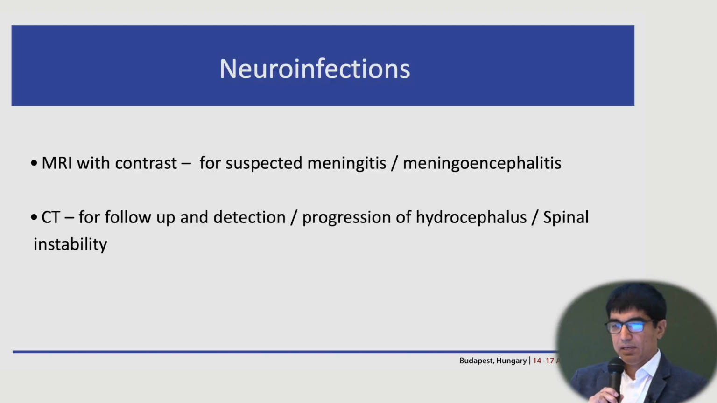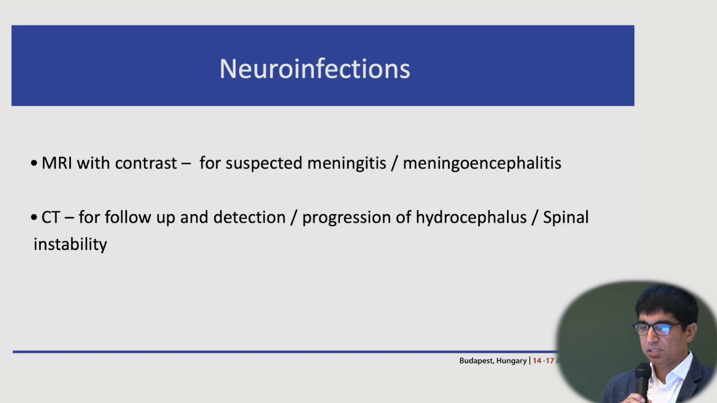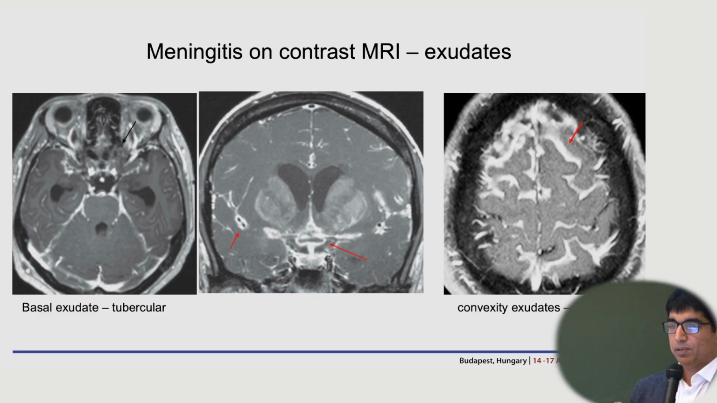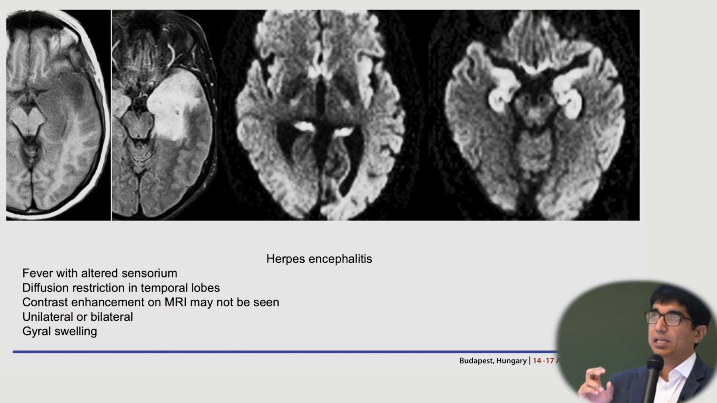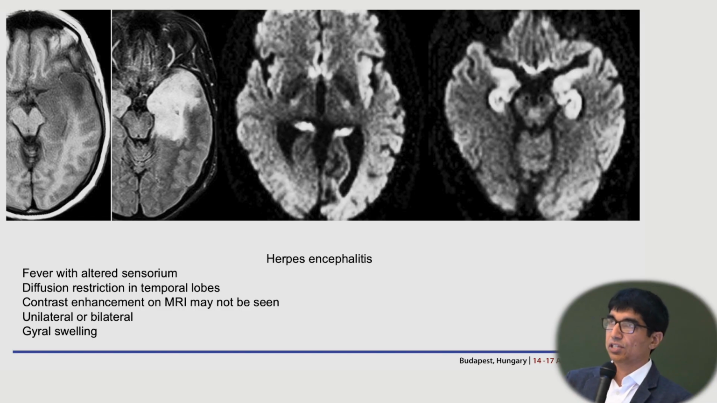Neuroinfections. MRI with contrast is the investigation of choice in these patients, whereas CT is only reserved for picking up hydrocephalus or seeing its progression on later scans, and sometimes CT is helpful to rule out spinal instability. The three things which will present to us commonly would be tubercular meningitis, pyogenic meningitis, and viral encephalitis. In TB, the exudates are typically in the basal region of the brain, while in pyogenic meningitis, the exudates are on the convexity. Herpes has a typical temporal predilection, and believe me, it is not necessary that there be bilateral involvement. It can be unilateral also. There would be gyral swelling, diffusion restriction, contrast enhancement may or may not be present, and a lumbar puncture will settle the issue.